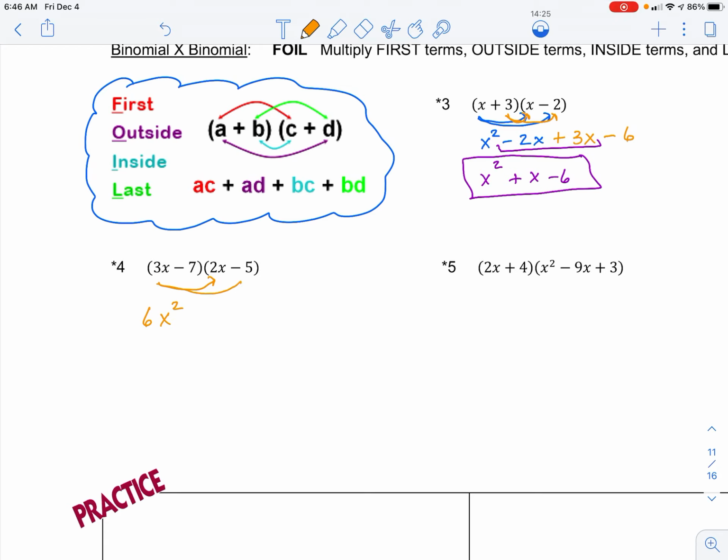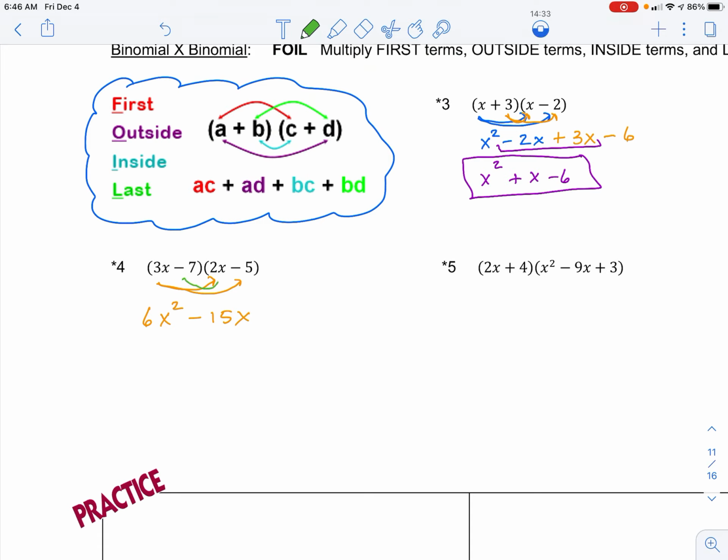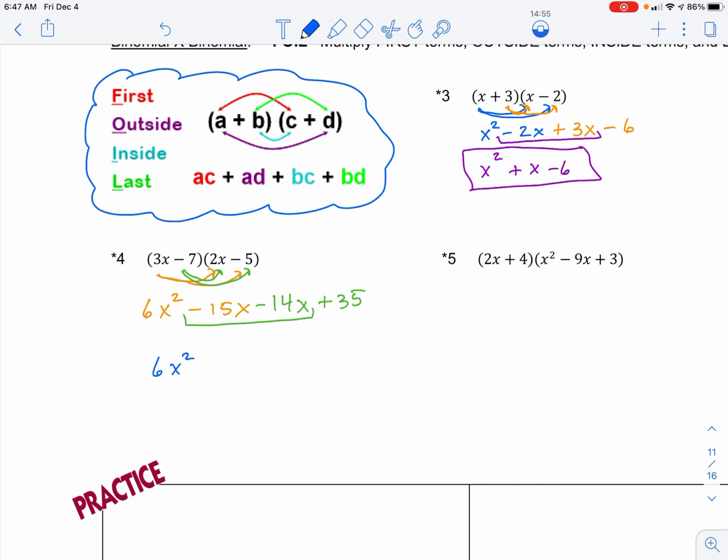Take that first term again and multiply it. So these are my outside terms, minus 15x. Then I'm going to use my negative 7 and multiply it with 2x. I'm going to get negative 14x. Those are my inside terms. And now for my last terms, I have positive 35 because I'm multiplying a negative 7 times a negative 5. Again, it looks like I have like terms right here. So my final answer is going to be 6x squared minus 29x plus 35, and that's the final answer for number 4.